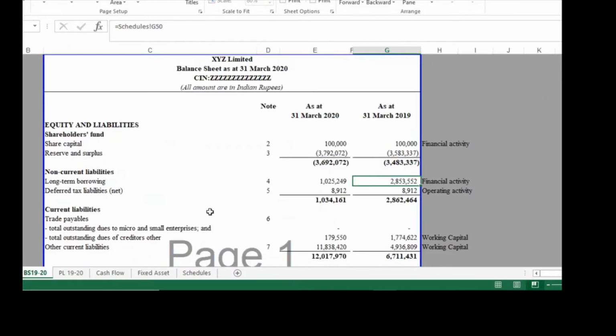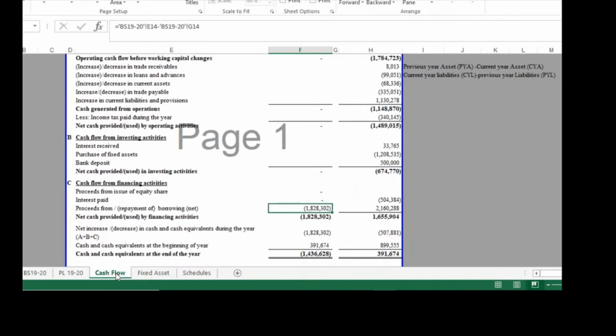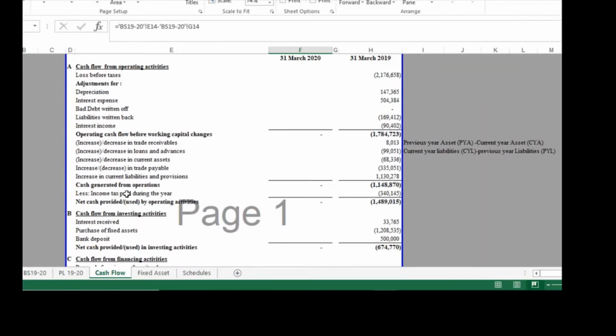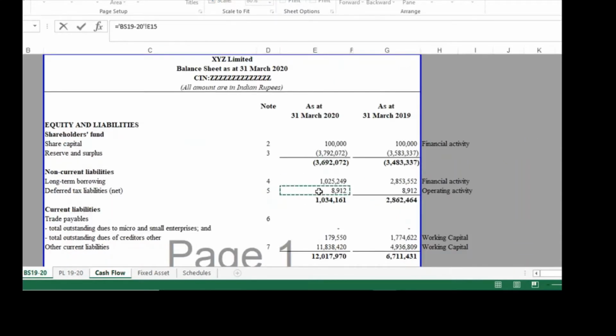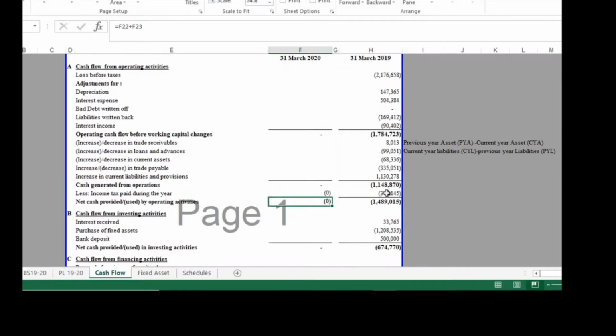Similarly, we move to the next item, which is deferred tax liability. Now this is related to tax, so we go to the tax part in our cash flow statement and we use the same formula and plot figure here. Current year minus previous year.